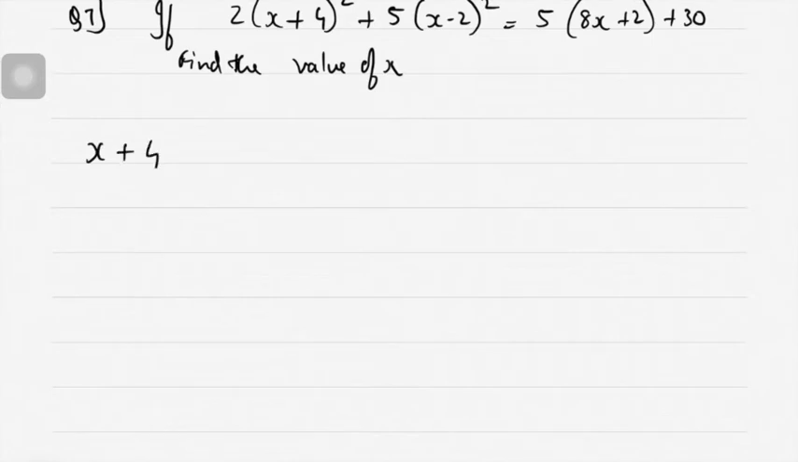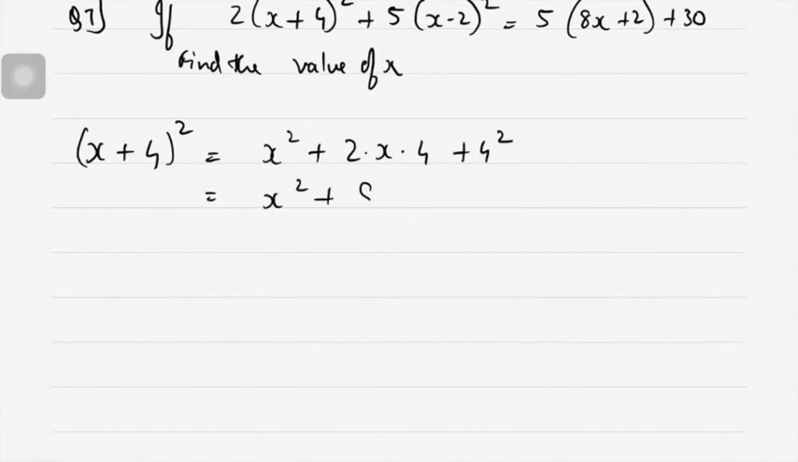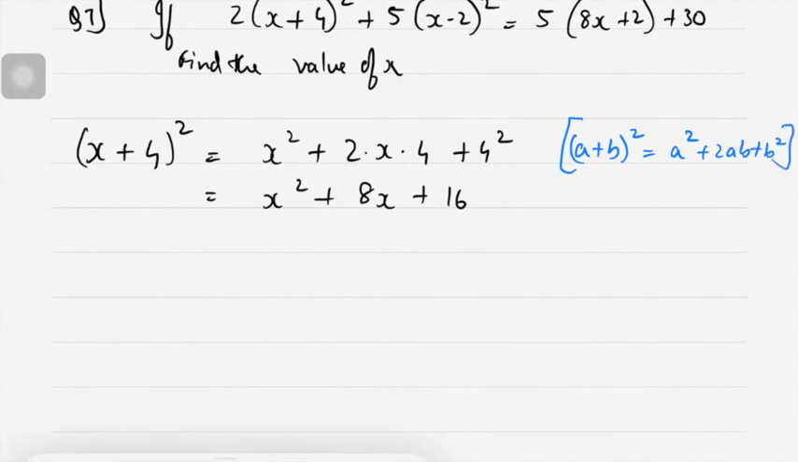Okay, so (x + 4)², I can write it as x² + 2 into x into 4 + 4². So x² + 8x + 16, right? I'll write the formula here. (a + b)² is equal to a² + 2ab + b². Okay, this formula has been applied. Whenever you are applying any formula, you have to write the formula.